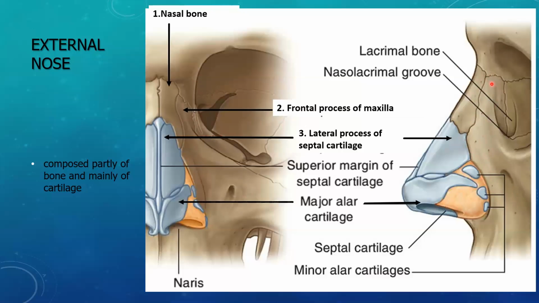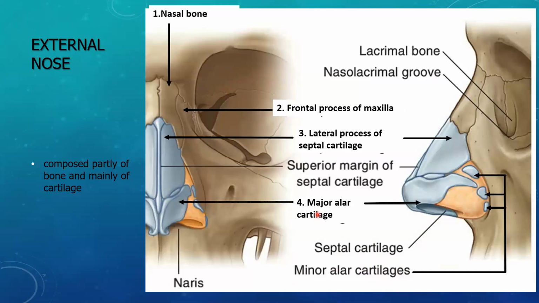Now, the cartilages. The cartilages are three. This cartilage is the largest cartilage, which is known as the lateral process of septal cartilage. In the nasal septum there is a cartilage, and this is the lateral process of septal cartilage. Besides this, on the ala, there are the major alar cartilage and the 2 to 3 or 3 to 4 minor alar cartilages. So they are the structures forming the external nose.